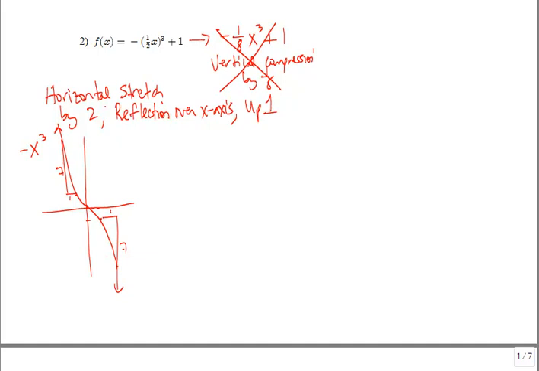How about this horizontal stretch by a factor of 2? How is that going to change this pattern? Well, we're thinking horizontally. So instead of just going over 1 to the right, now we want to stretch that by a factor of 2. So now we're going to want to go over 2 units to the right and then go down our 1. And instead of going 1 to the left, we actually want to go 2 to the left and then go up 1. So we're stretching out this graph like this.